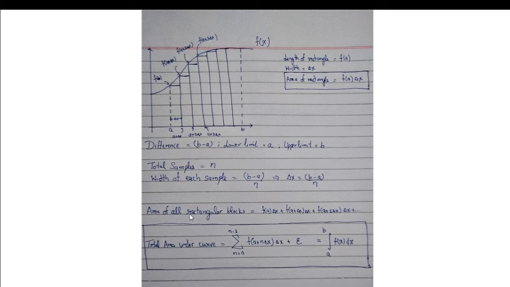So what I have done is calculate the area of all the rectangular blocks, with the same logic: f of A into delta x, f of A plus delta x into delta x, f of A plus 2 delta x into delta x, and so on. Now I have calculated this area, which means there should be some errors also. This is not the actual area under the curve.